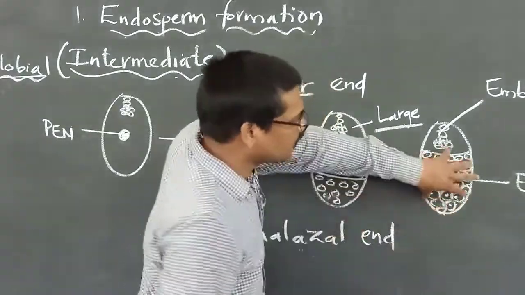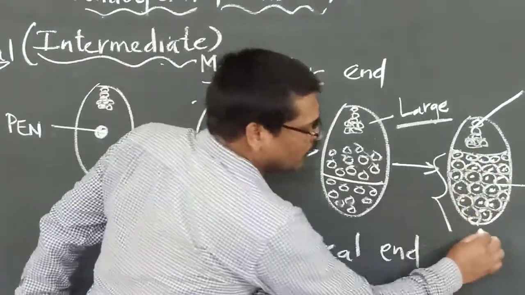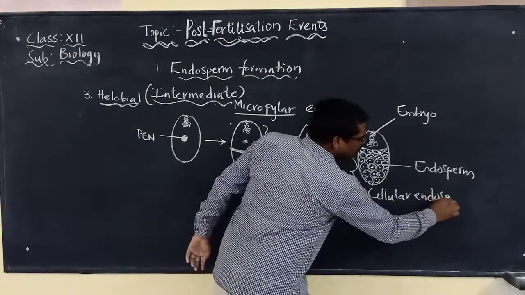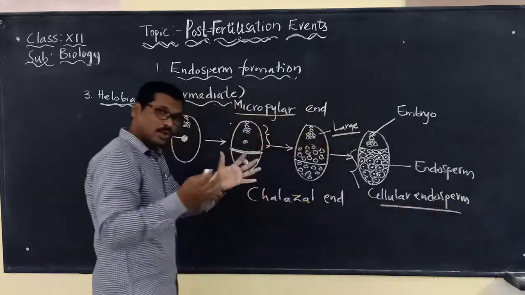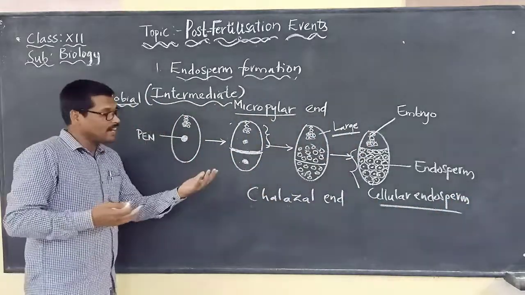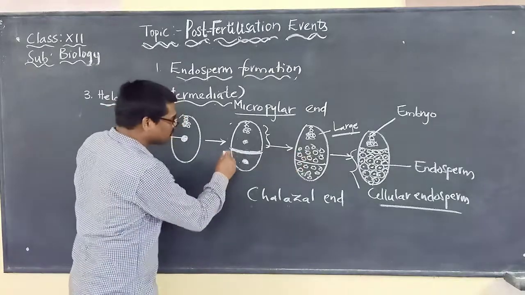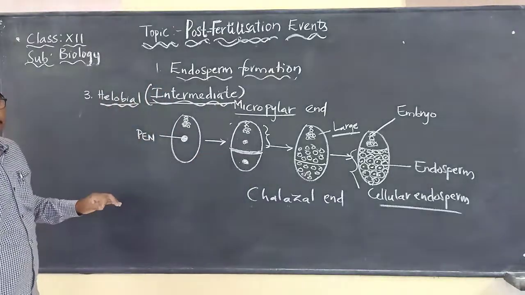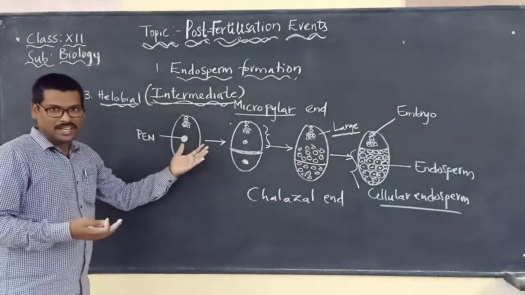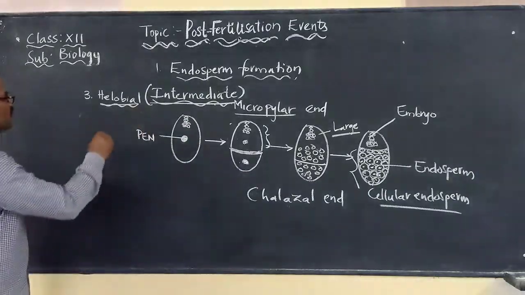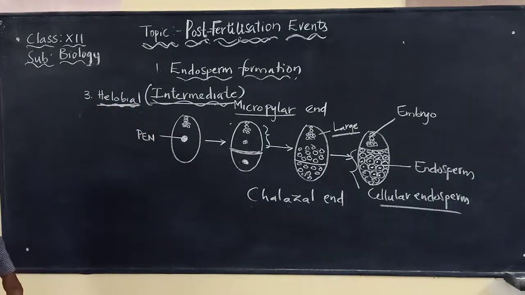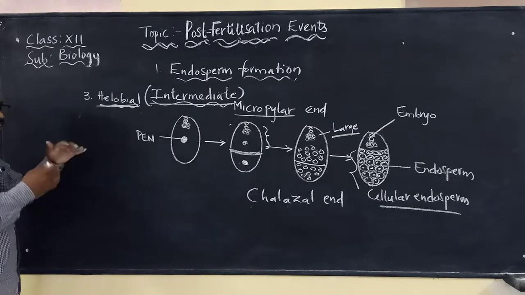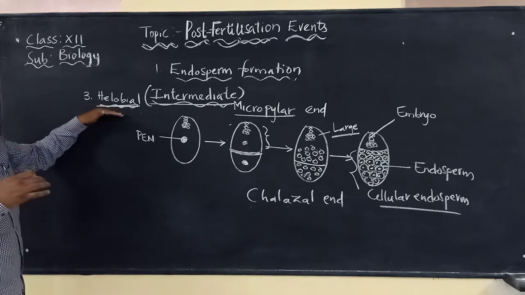So here, this is like now what? The cellular endosperm. It is completely like cellular endosperm. Because it is showing both the types, nuclear endosperm, multinucleated, and cellular endosperm forming the cell wall, that's why we are calling it what? Intermediate endosperm. It is intermediate between nuclear and cellular endosperm, which is called what? Helobial endosperm.